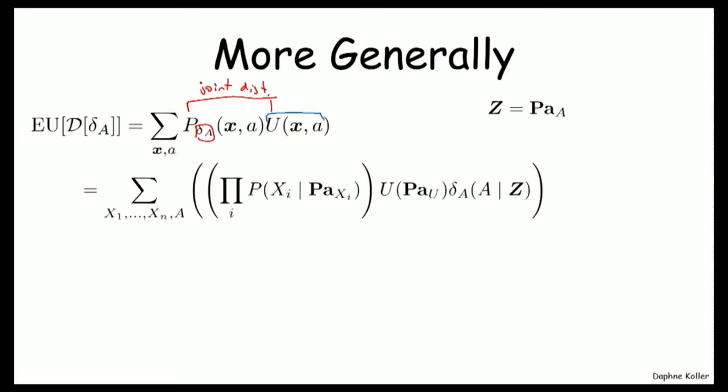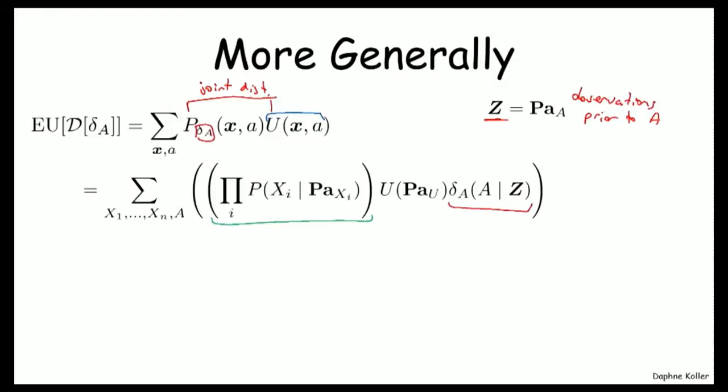And so we can open up the probability distribution piece of delta A as a product of two types of CPDs. We have the original CPDs, which is simply the product over i of P of Xi given its parents, and then we multiply that by the decision rule delta A. And we're going to use Z just as a shorthand to denote the parents, that is the observations that the agent makes prior to deciding on A.